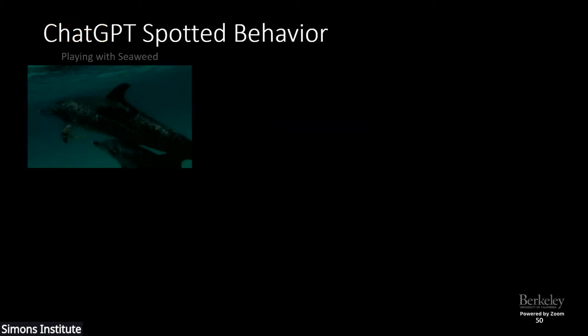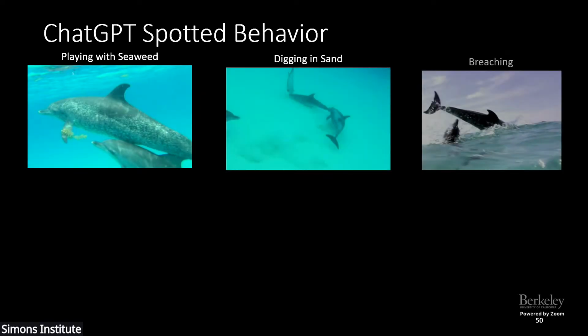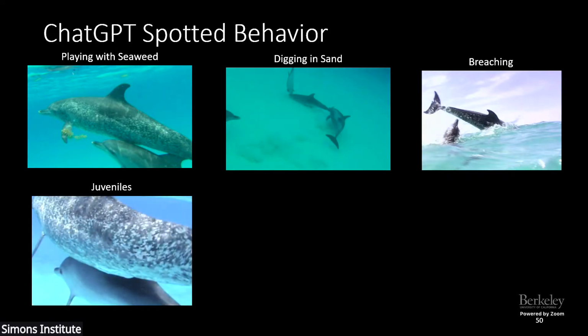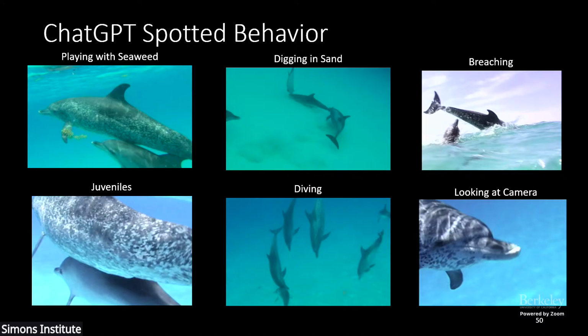So here are a few examples of some of the spotted behavior. We've got playing with seaweed, digging in the sand, breaching and jumping out of the water. The presence of juveniles, it's actually not terrible at, surprisingly. Group diving behavior, even if it's looking at the camera, we can see when it's coming and checking out the researchers. So ChatGPT is able to do a fairly reasonable job at spotting things, almost like an okay to good intern would if you really turn them loose on this data set.